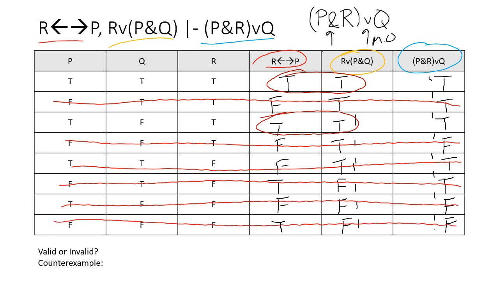And so here it's true, and here it's true. So since in every instance in which all the premises are true, the conclusion is also true. That makes it valid. And because it's valid, you don't need a counterexample.